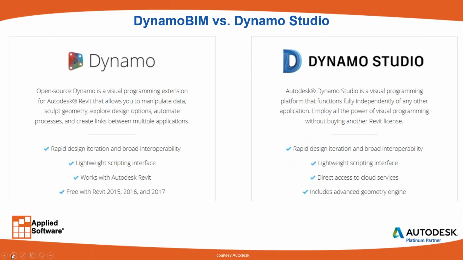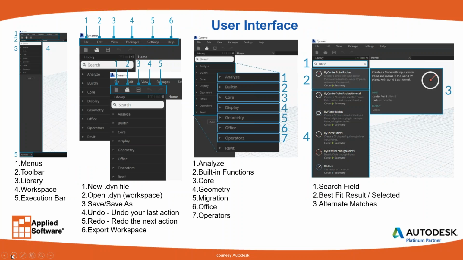As I said before, there are two flavors of Dynamo. It's like ice cream. You have chocolate and strawberry. Dynamo on the left comes with Revit 2017 and 2018 in the Manage menu. And Dynamo on the right is a standalone application that can be used with any other application that is in the AEC industry. The one on the left, of course, because it comes with Revit, is free, and the other one has a minimal fee to it.